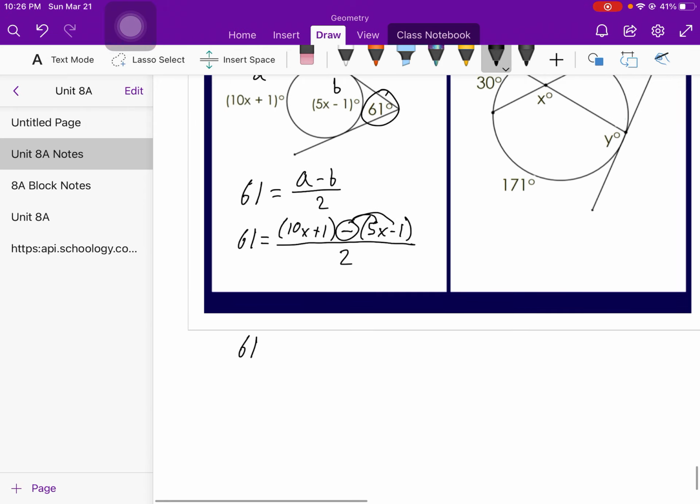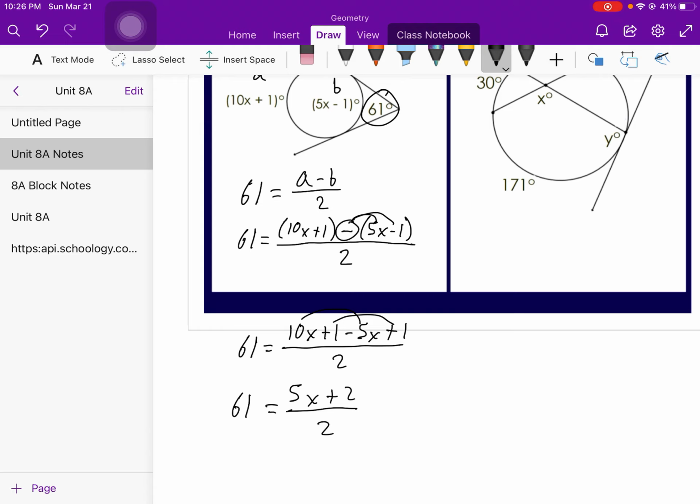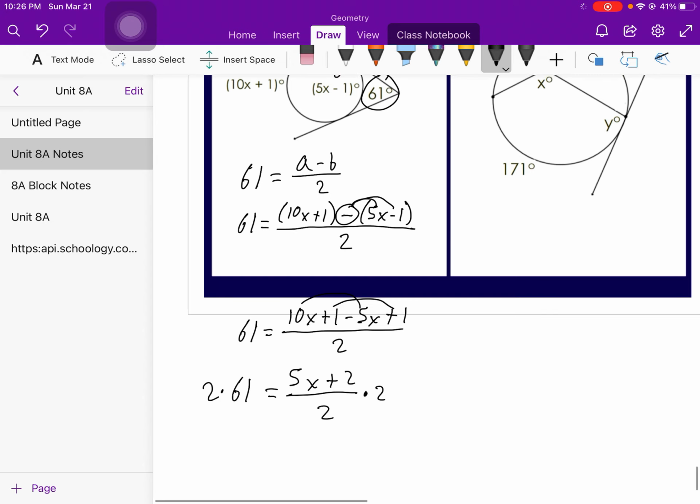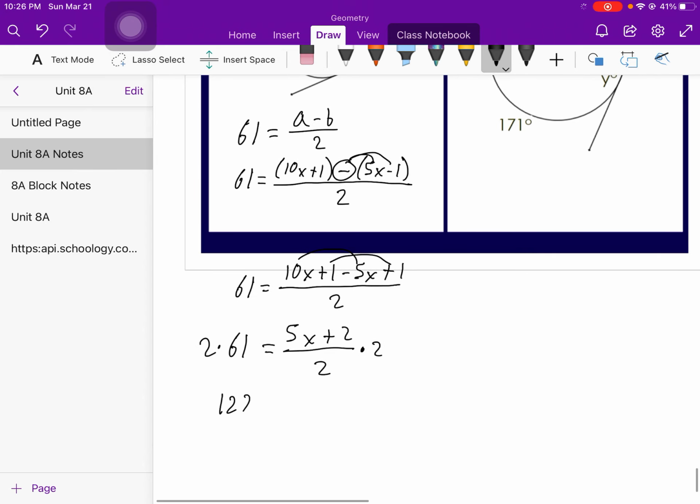So I'm just going to write down at the bottom here. We end up getting 61 equals 10x plus 1. This becomes a minus 5x and a plus 1 all over 2. So let's combine like terms on the top of the other side. We get 10x and minus 5x gives us 5x. 1 and 1 gives us 2. And we got this 2 on the bottom. So now we're going to multiply both sides by 2 to get rid of that fraction. We get 122 equals 5x plus 2.